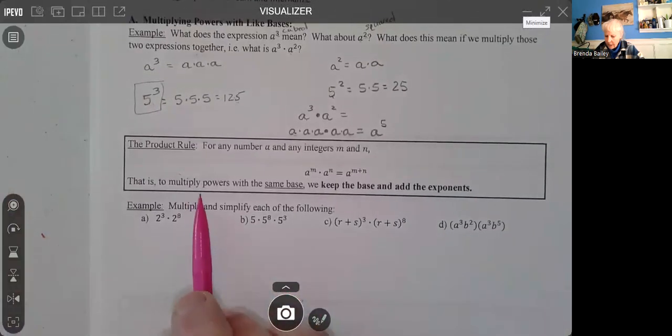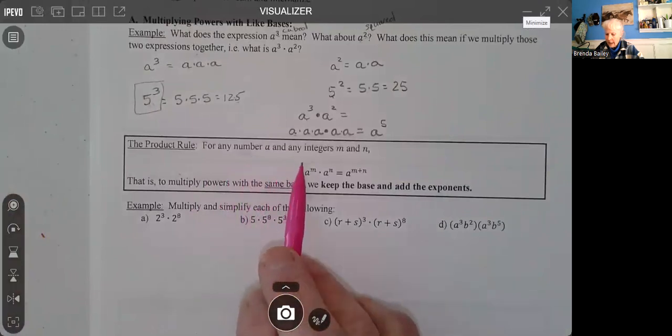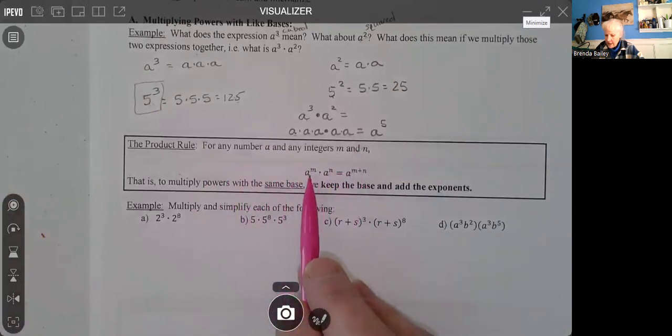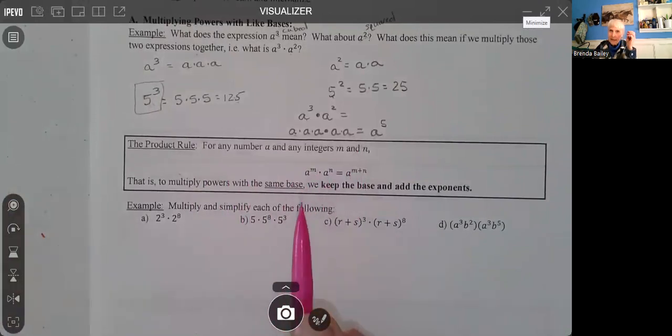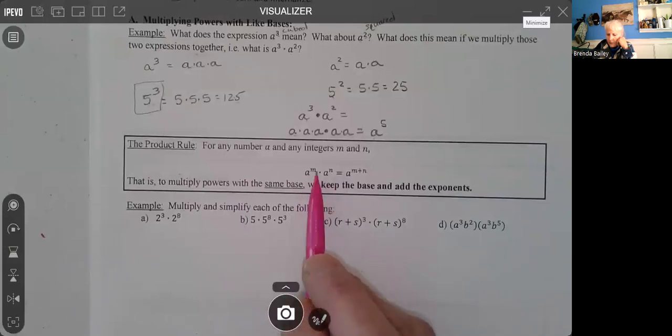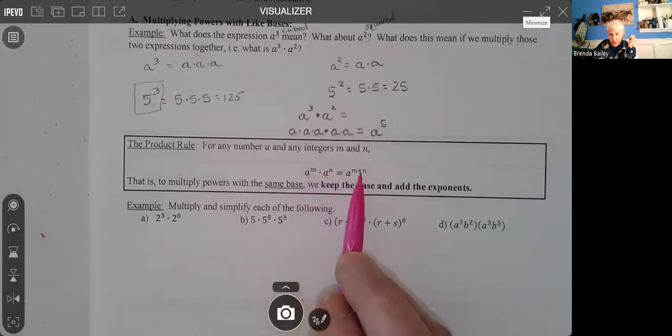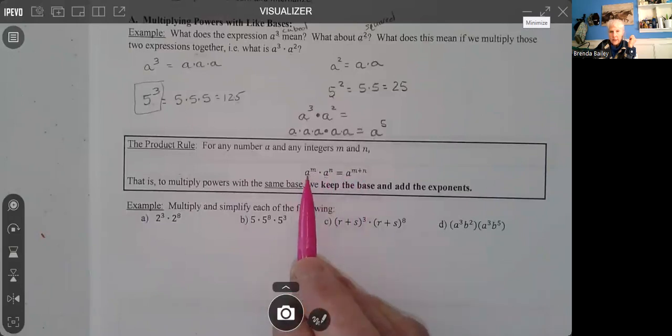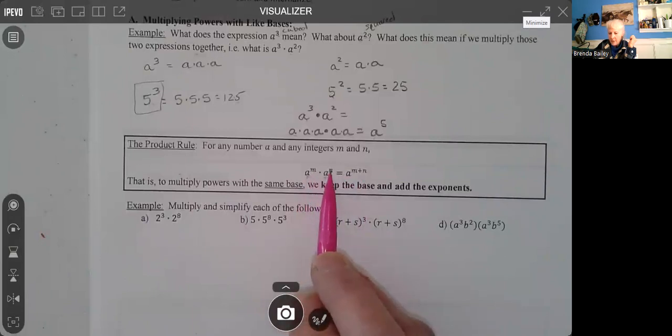The product rule says for any number a and any integer m and n, when you're multiplying, and this is a key, the bases have to be the same. What do I mean by the bases? These variables here have to be the same, or they can be a number too, and we're going to look at some examples. This is called a base, these down here. When the bases are the same, you add the exponents when you're multiplying common bases.